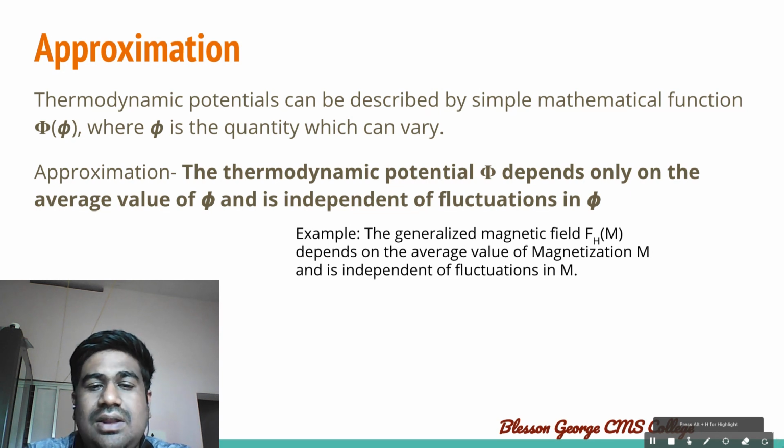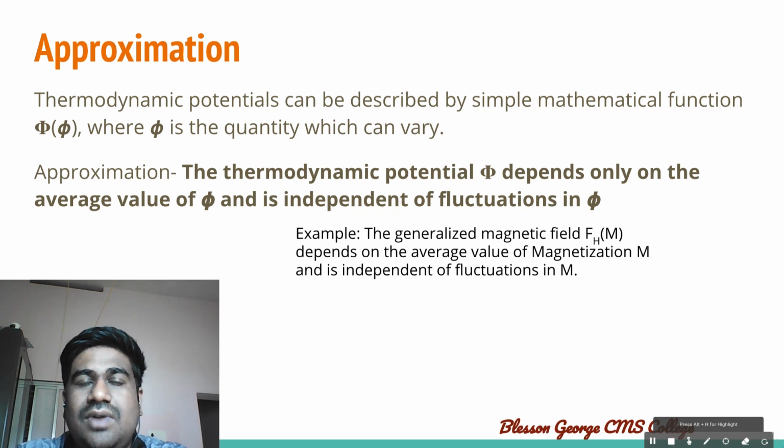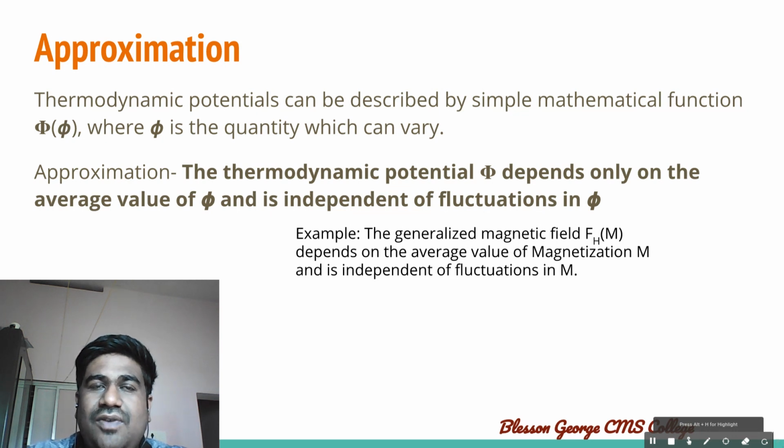I'll say it once again. The thermodynamic potential Phi depends only on the average value of the parameter which can be changed, and it is independent of the fluctuations in that parameter. For example, the generalized magnetic free energy F(H) depends only on the average value of magnetization M, and it is independent of the fluctuations in M. So that is the approximation.